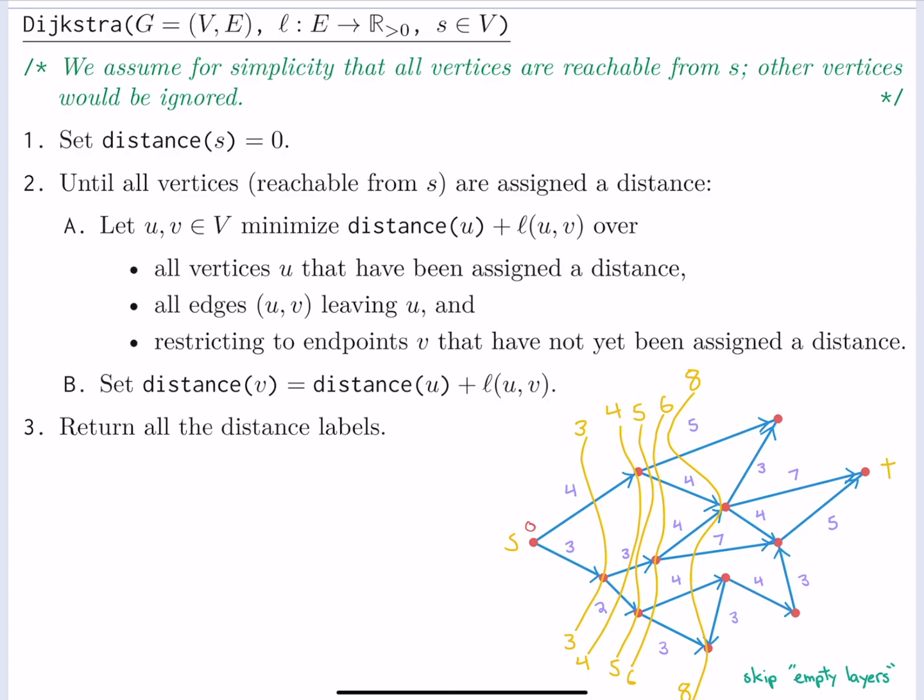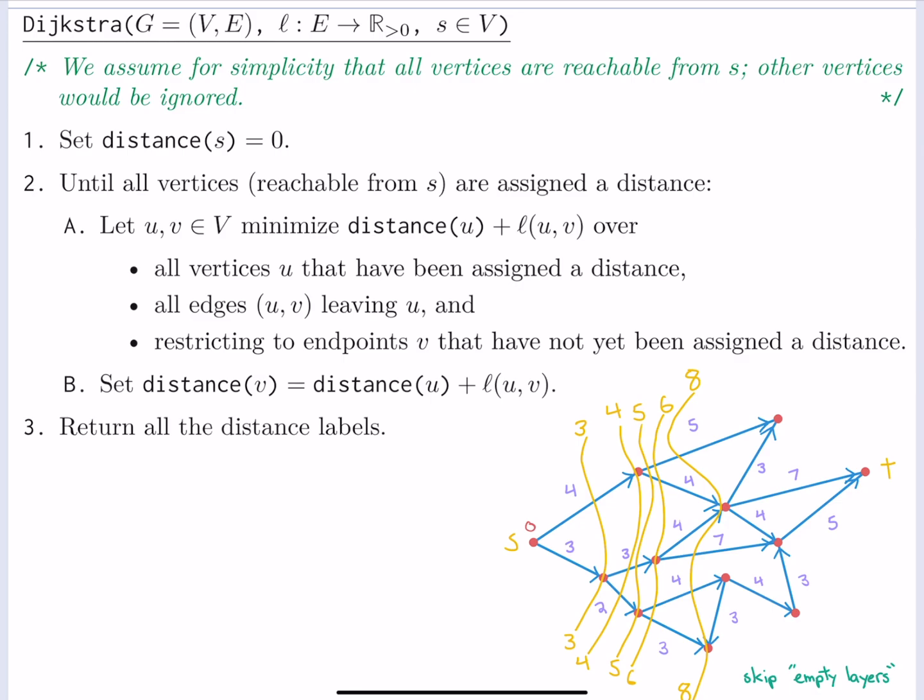And so it's very, very similar to before. I mean, the first step is the same. I'm going to set distance of S to be 0 because that's the easiest one, right? And now I just need to write some code to figure out, hey, what's the next layer? What's the next vertex I should be trying to label? I mean, there's probably different ways to do it. I just tried to write it this way because I thought it was clean.